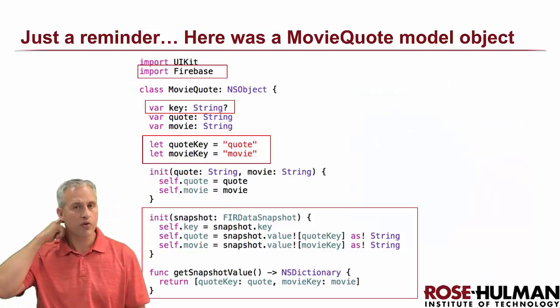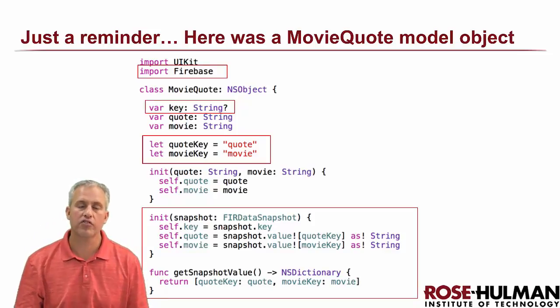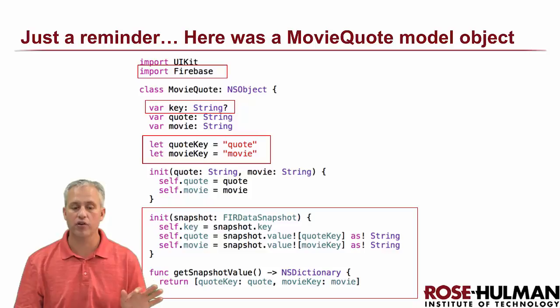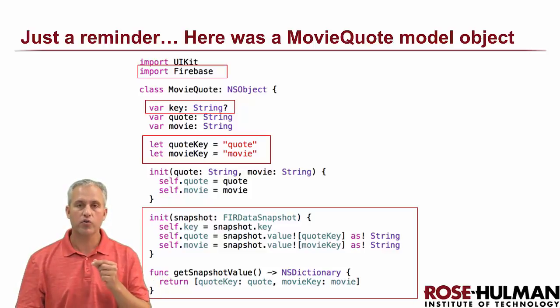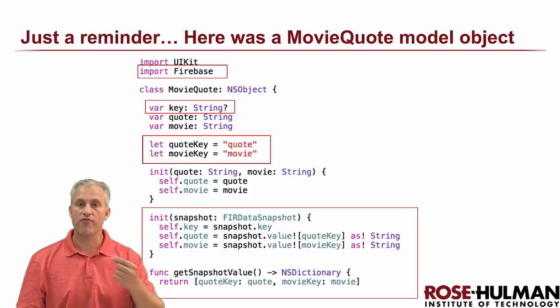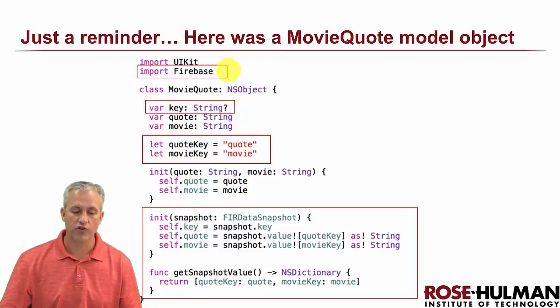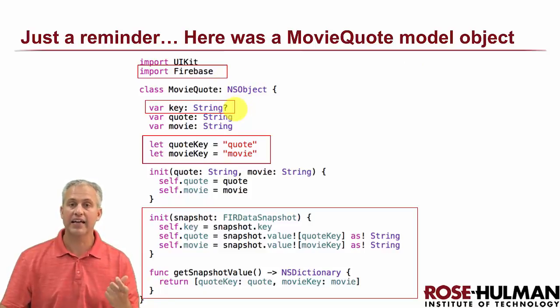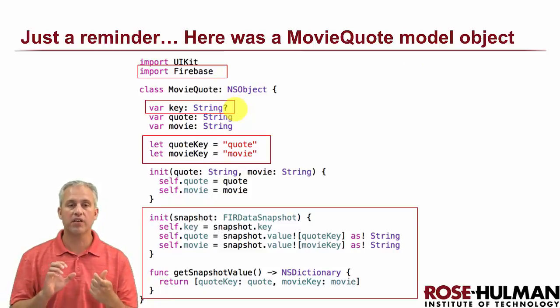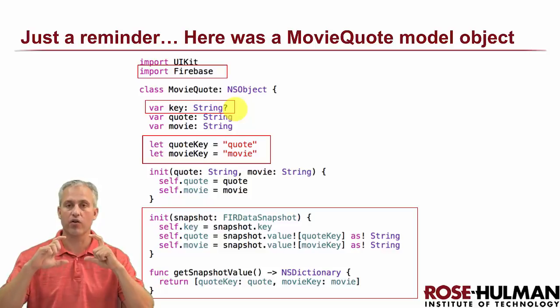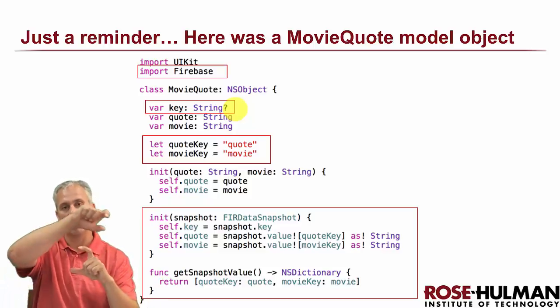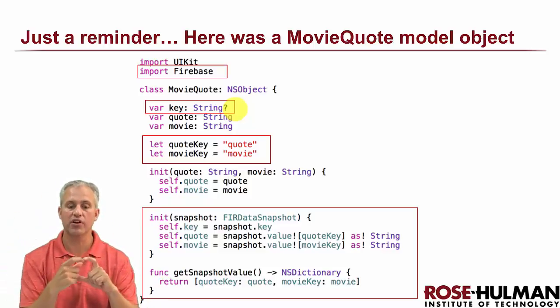So the first thing we're going to do is prepare our model object, just to remember back to the last unit, movie quotes. In order to make a model object more Firebase ready, there are some things that we chose to add to it. First off, we chose to import Firebase, obviously. We chose to add a key to it as well. So we keep the data snapshot as what I call a flat data snapshot, where it rolls the key into the object.